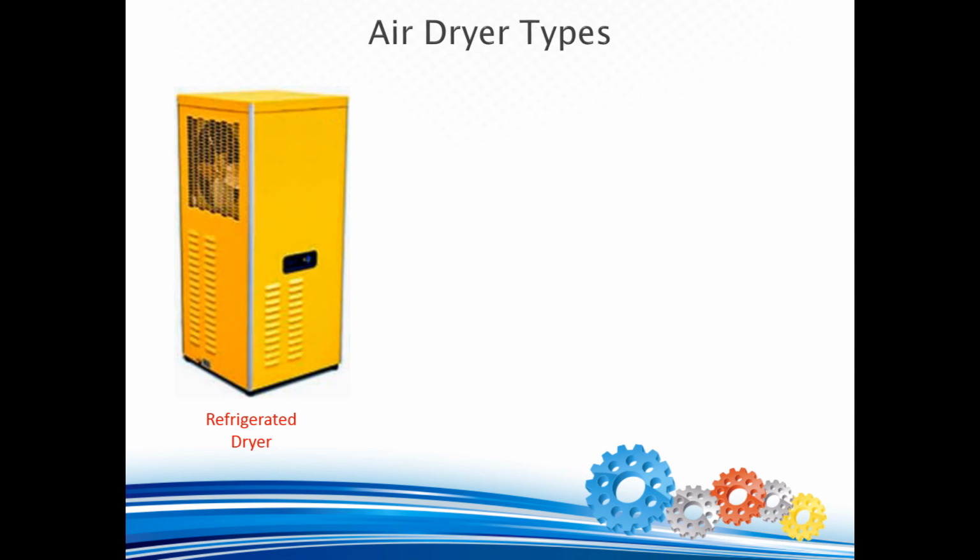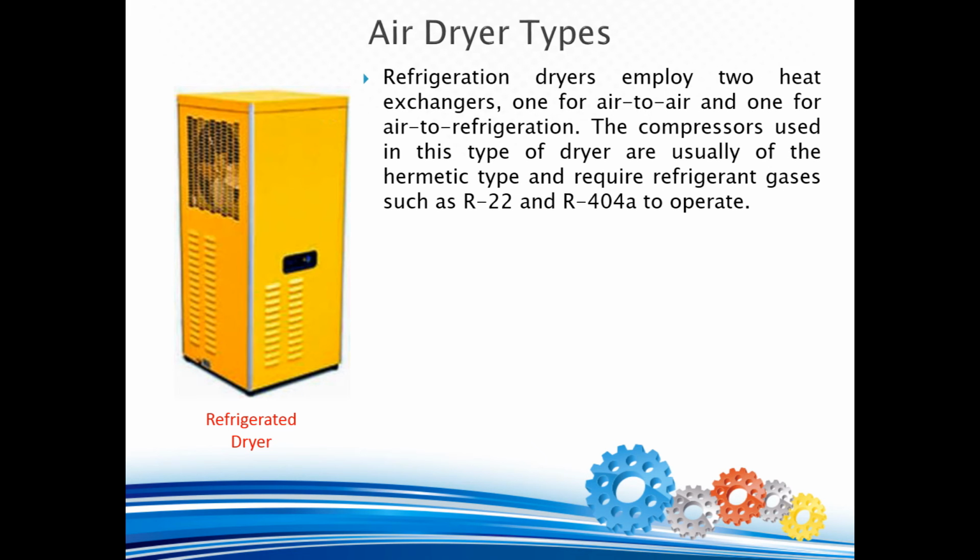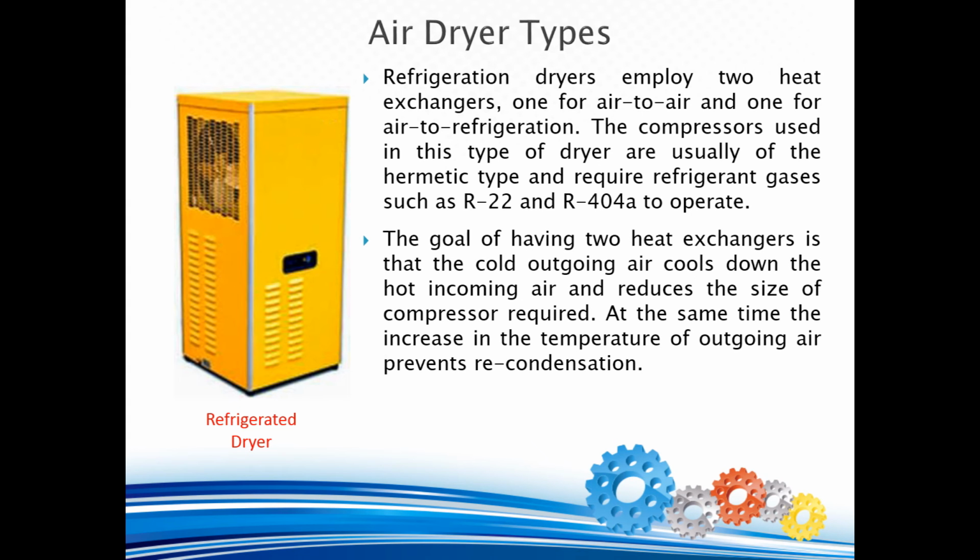Dryers are machines that dry compressed air so much that they actually lower the dew point. There are a few different types, but the main ones are refrigerated, desiccant and deliquescent dryers. Refrigeration dryers employ two heat exchangers, one for air-to-air and one for air-to-refrigeration. The compressors used in this type of dryer are usually of the hermetic type and require refrigerant gases such as R22 and R404A to operate. The goal of having two heat exchangers is that the cold outgoing air cools down the hot incoming air and reduces the size of compressor required. At the same time, the increase in the temperature of outgoing air prevents recondensation.